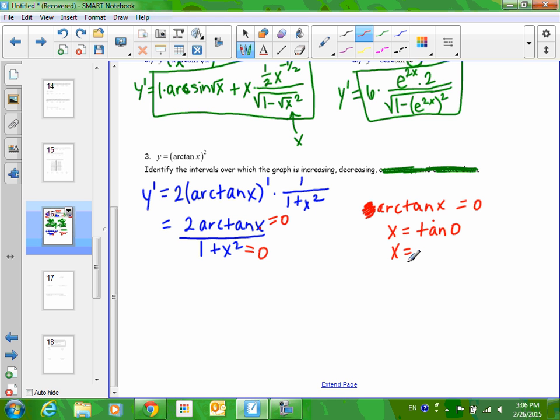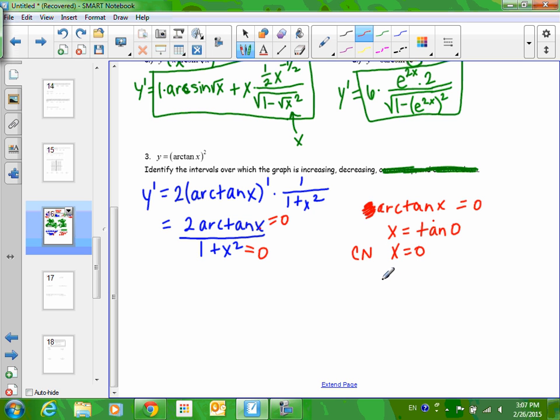Trig. Okay, do you know what sine of 0 is? More people know sine of 0. 0. What's cosine of 0? 1. Isn't tangent just sine over cosine? Yes. So what's 0 over 1? 0. That's one way to do it. There are many ways to do this. But if you're like, oh, we haven't done tan in a while, just think of it as sine over cosine. So this is a critical number.